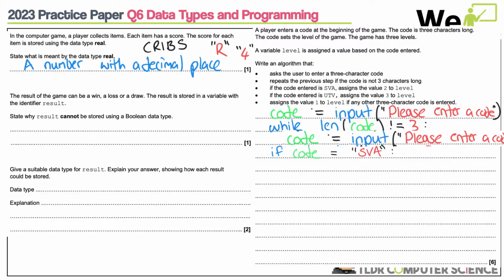No, it doesn't want to be indented. If it was indented, it'd be inside the while loop. I don't want that to happen inside the while loop, do I? Yeah. Single equals means that I'm assigning the value SVA to code. Am I assigning the value? No, I'm doing a logical comparison to see if it's equal to, and therefore it is double equals. Yes? If it is equal to SVA, what should I do?